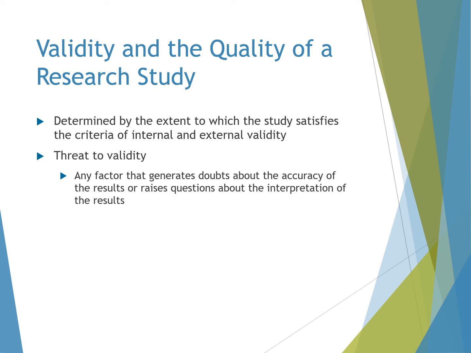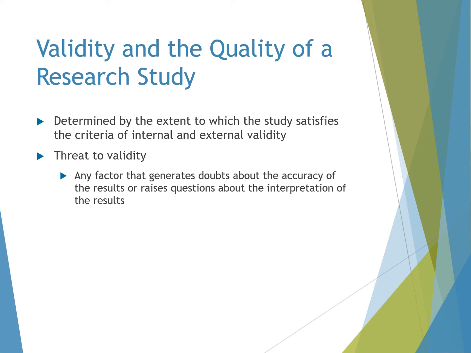So a good researcher will anticipate the threats to validity and address them during planning, but it's not always possible to take into account every possible threat to validity. So sometimes we have to ignore the less important threats. Research studies vary in terms of their validity, but it's determined by the extent to which a study satisfies the criteria of internal and external validity. So a threat to validity, again, is any factor that generates doubt about the accuracy of the results or raises questions about interpretations of the results.